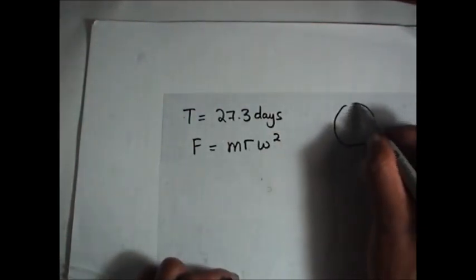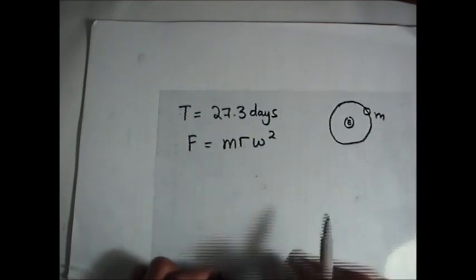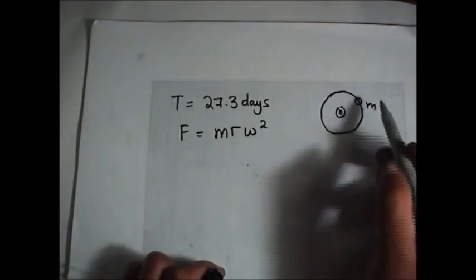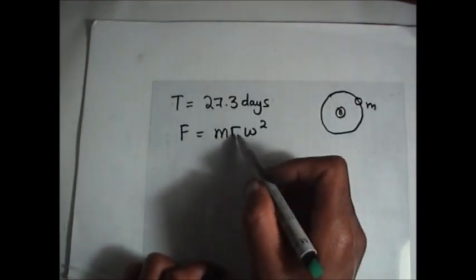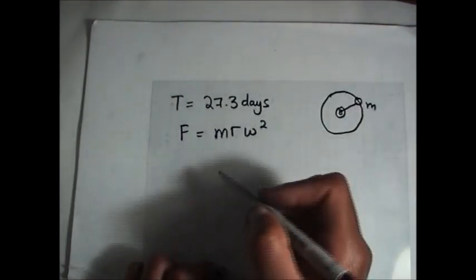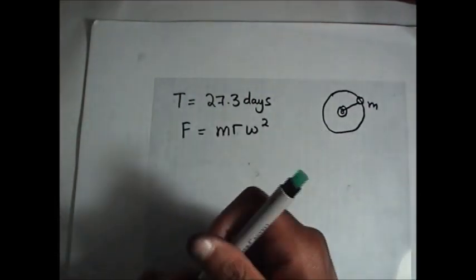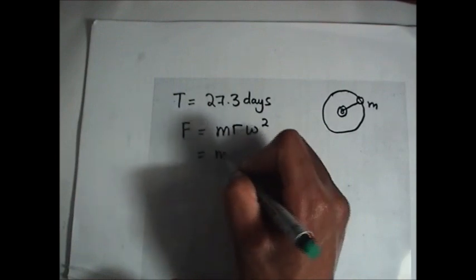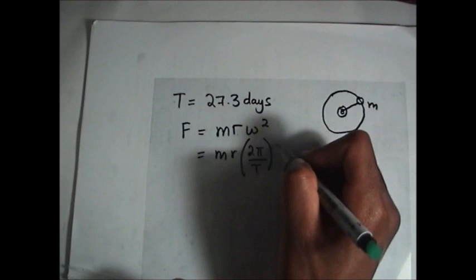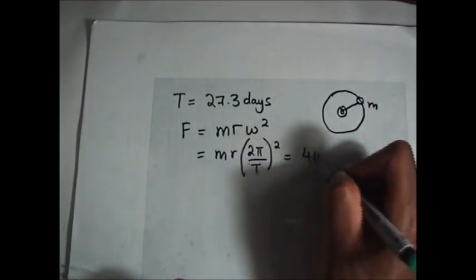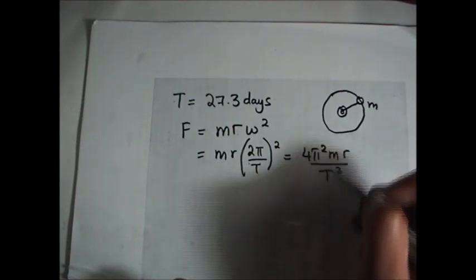So he was considering a situation like this, this being the earth and this being the moon. In this situation, this radius was the radius of orbit of the moon. These were known quantities in his day. So here he just put F is equal to m r times 2 pi over t, just like we did before. This is equal to 4 pi squared m r over t squared, isn't it?